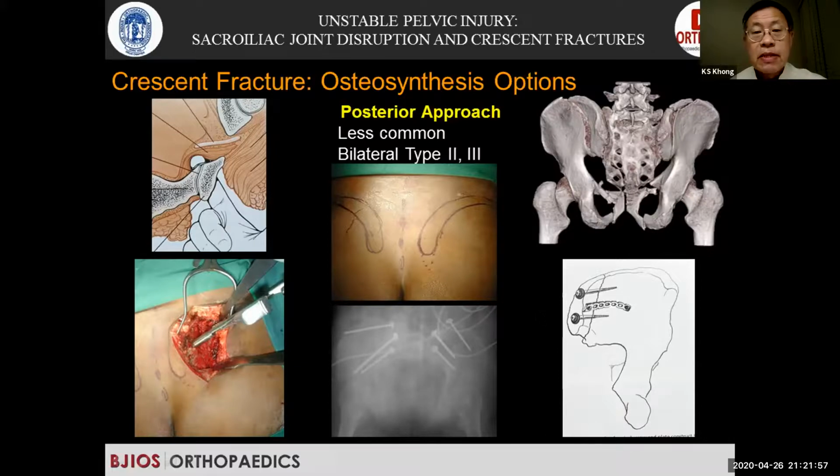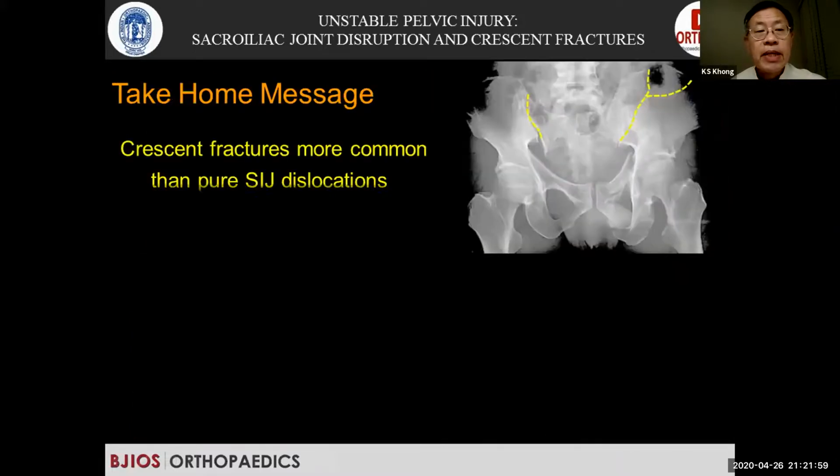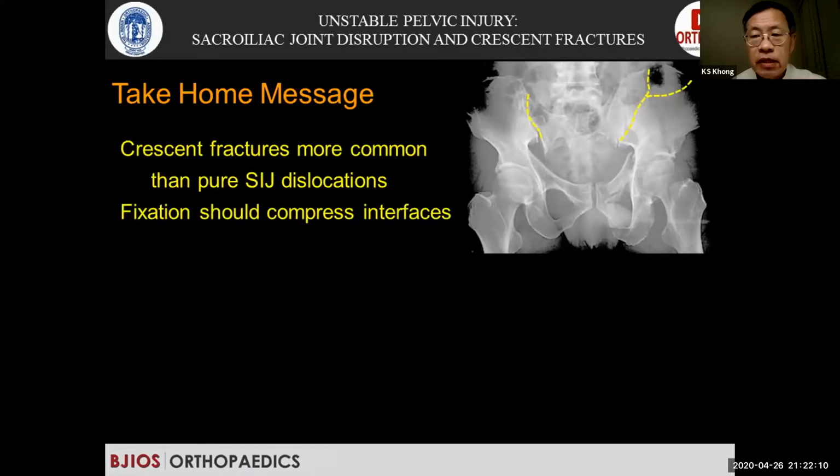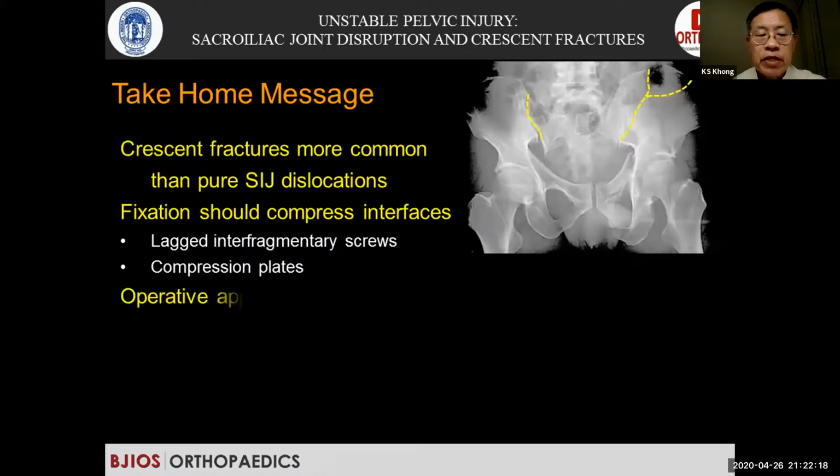6.5 cancellous. So the take-home message is that crescent fractures actually are more common than pure sacroiliac joint dislocations, except in external rotation pelvic injuries. The fixation should try to compress interfaces. Again, try not to use locking constructs, try to use compression. You can use interfragmentary screws or compression plates.